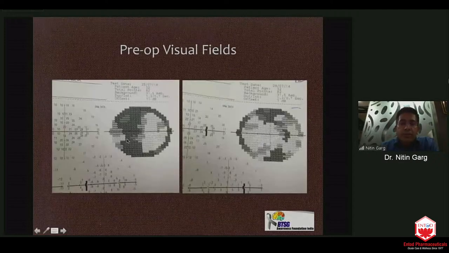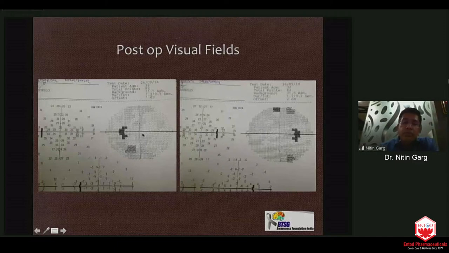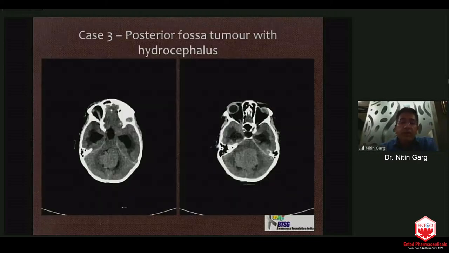And this is another patient. We can see slightly asymmetric field loss, more on one side than the other side. And we can see in post-op significant improvement. So in our experience, sellar, suprasellar lesions, especially pituitary adenomas, have very good recovery of vision.